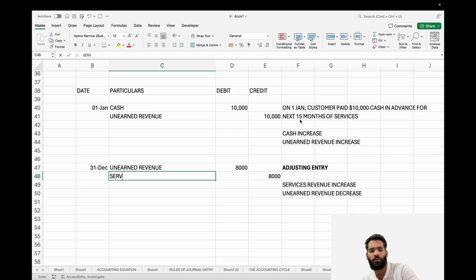I think I forgot to write the service revenue. There you go. Okay. So that's the adjusting entry for unearned revenue. I hope that made sense.